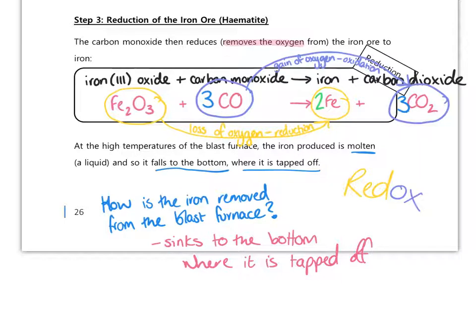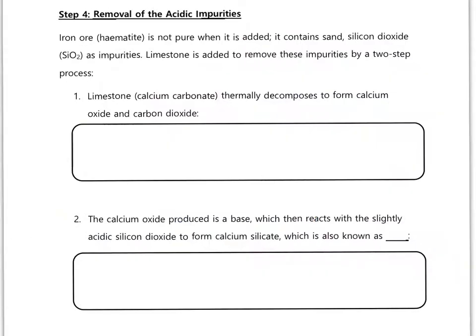Or this could be asked as part of a larger question. This could be a 6 mark question on the blast furnace, asking you to describe all the different reactions. And part of that, maybe one of the bullet points of your 6 mark question, could be, how is the iron removed from the blast furnace? And simply, all you have to say is it sinks to the bottom where it is tapped off. So this is a really key step in the extraction of iron in the blast furnace. Really important that you can write that balanced symbol equation, that you can describe what's happening here and how the iron is removed. And then lastly, we're going to look at how acidic impurities are removed in the blast furnace.